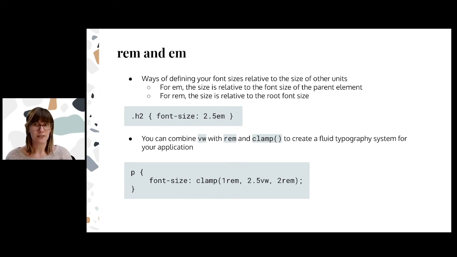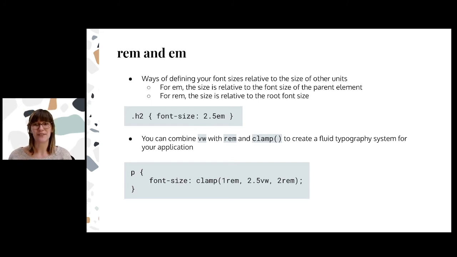In general, I prefer to lean towards Rem over M because I like the consistency it creates. But if you need a specific design in one area that differs from your overall style, M is going to be what you want to reach for. And if you're looking for a really neat trick, you can combine VW with Rem and Clamp to create a fluid typography system for your whole application.